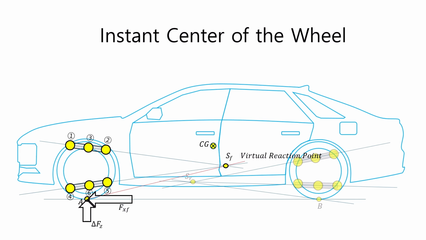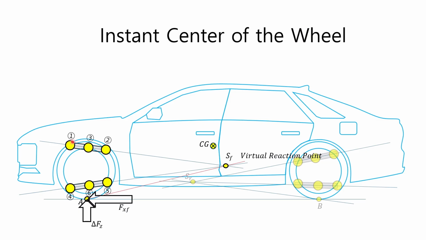Let's take a closer look at the geometry of the front suspension to find the instant center of the wheel. Let's look at the kinematics of the double wishbone suspension in relation to the pitch motion. In the figure, points 1 and 2 on the upper arm are attached to the sprung mass, and point 3 is attached to the unsprung mass, the knuckle and hub assembly. Similarly, points 4 and 5 on the lower arm are attached to the sprung mass, and point 6 is attached to the unsprung mass, the knuckle and hub assembly.